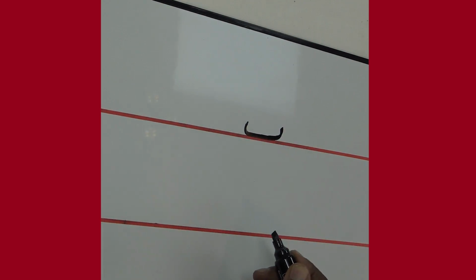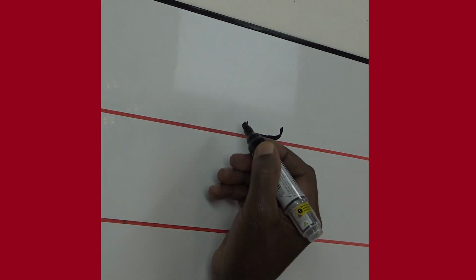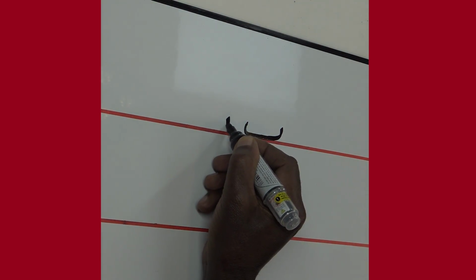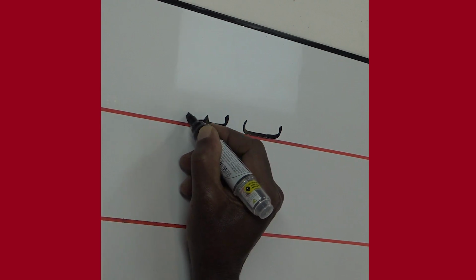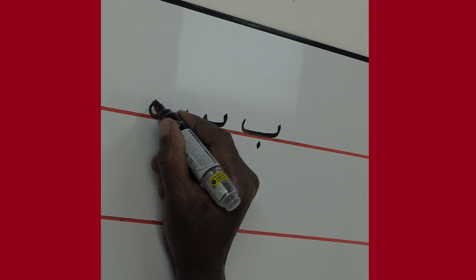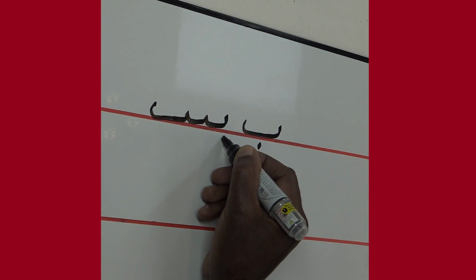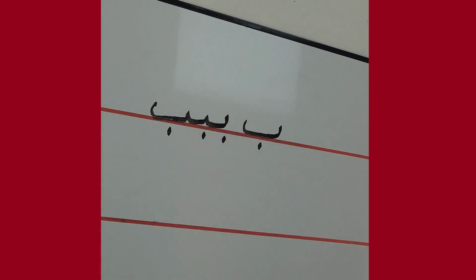The shape is in place, then apply the dots. Letter ba standing alone. Ba joined, the first one extended to join the second one, and then the second to join the final ba. Then go back and apply the dots to each of the 3 letter bas.